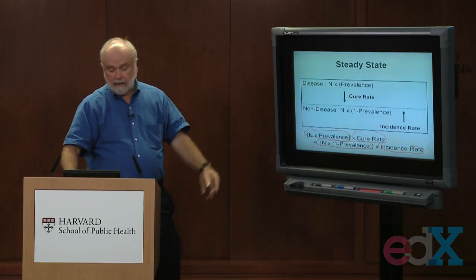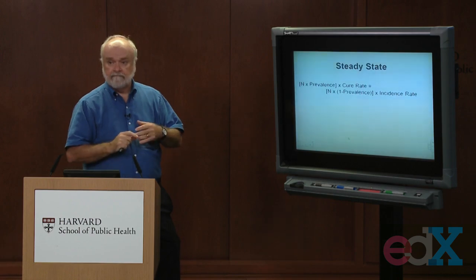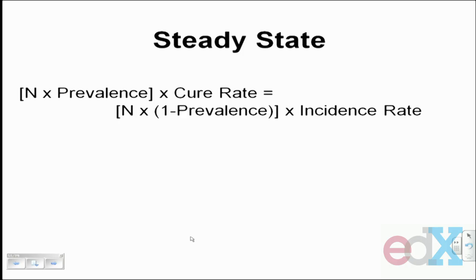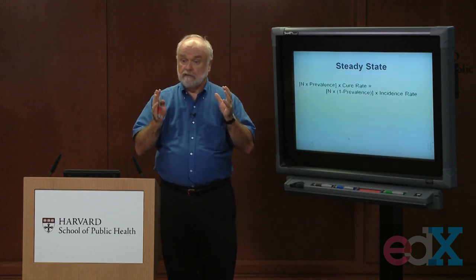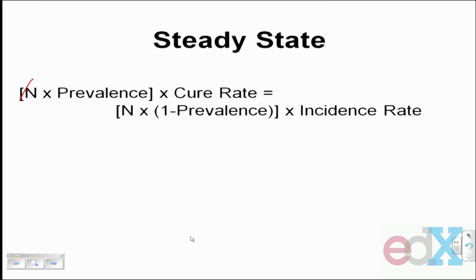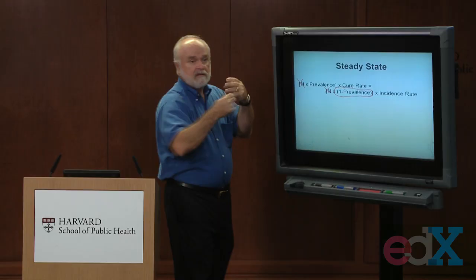Let me rewrite that bottom equation on the top of the next line. So here's what that equation says. N times the prevalence times the cure rate is equal to n times 1 minus the prevalence times the incidence rate. We can simplify this a little bit. We can cancel out the n's in both sides of the equation. I can divide both sides of the equation by 1 minus the prevalence, bring it on the other side of the equation.